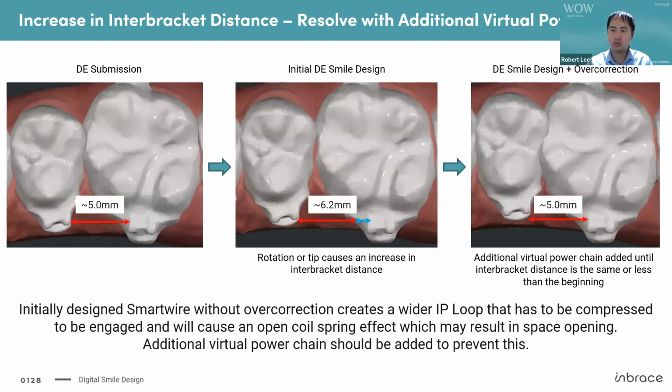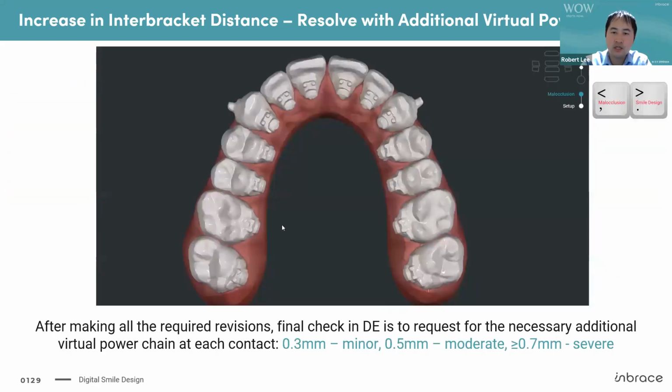In theory, it could resolve, but it's much better to cause the rotation without opening a space. The way to do that is you add additional virtual power chain until the inner bracket distance is either the same or slightly less than what you started with. It's very easy to do this. You can go back and forth with the malocclusion and setup.